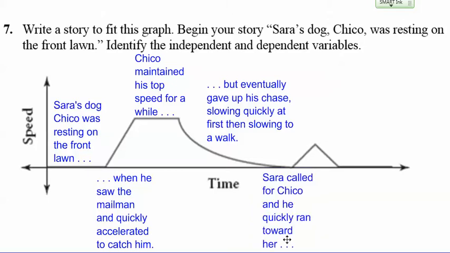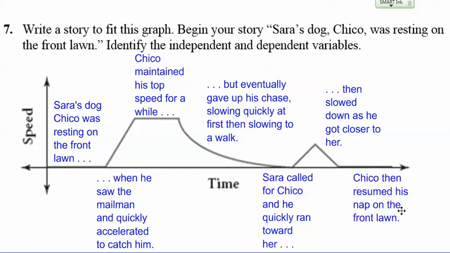Sarah calls for Chico, and he quickly ran towards her. And here it's not about the fact that he's running a different direction. He could still be running the same direction. We don't really know. But here it's about the fact that then he slowed down. So he accelerated and then slowed down as he got closer to her. And then lastly, Chico resumes his nap on the front lawn.